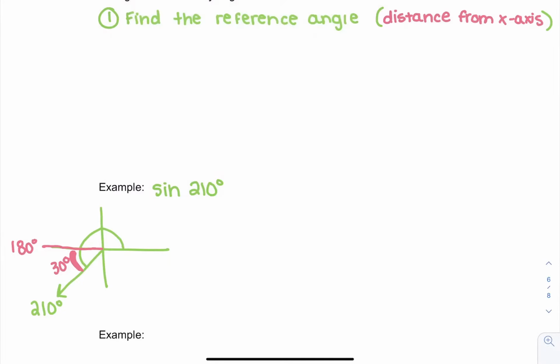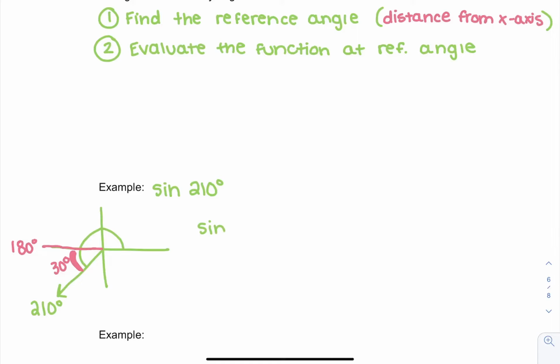What we're going to do next is evaluate the function at the reference angle. So our reference angle is 30, so we're going to figure out what sine of 30 is. And now here's where that table comes into play, where we have these memorized for 30, 45, and 60. So we know the sine of 30 degrees is 1/2.